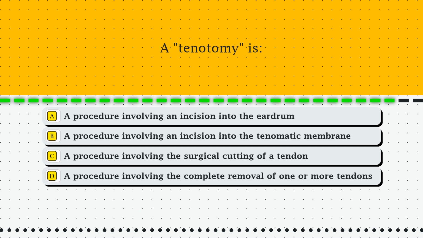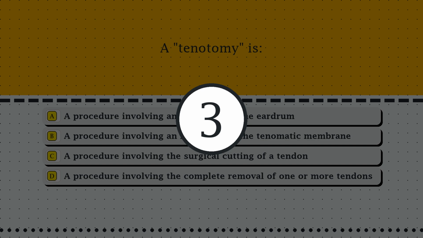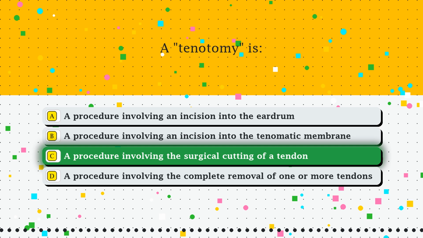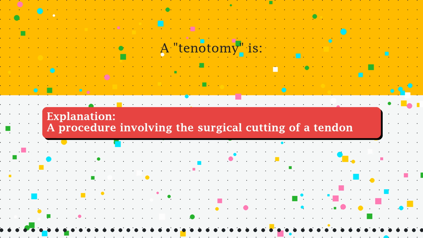Question 148. A tenotomy is: Option A, a procedure involving an incision into the eardrum. Option B, a procedure involving an incision into the tenomatic membrane. Option C, a procedure involving the surgical cutting of a tendon. Option D, a procedure involving the complete removal of one or more tendons. The correct answer is option C, a procedure involving the surgical cutting of a tendon.